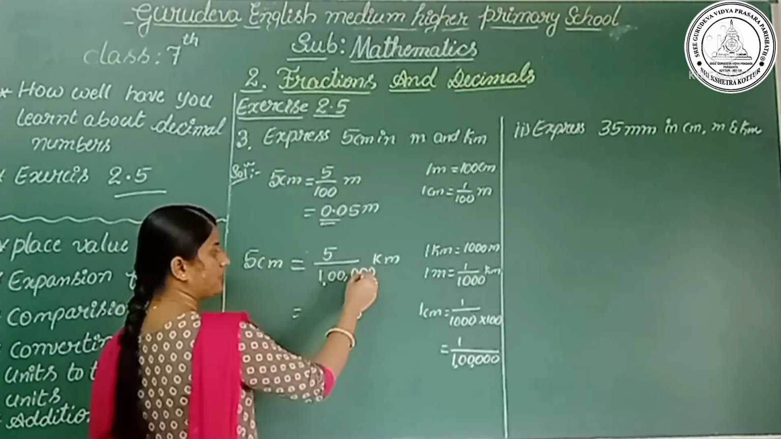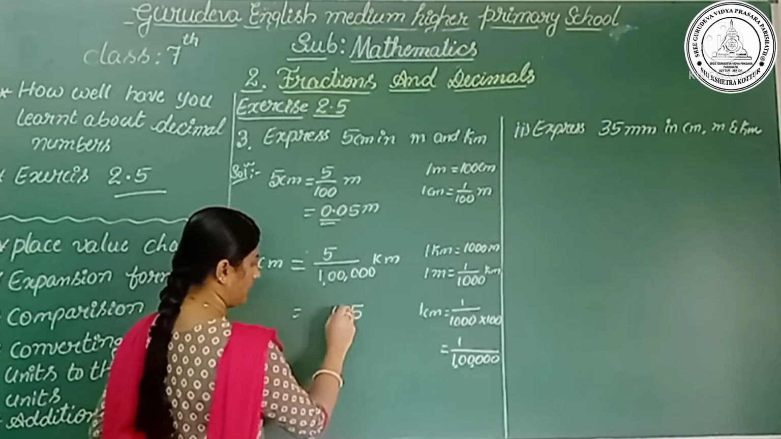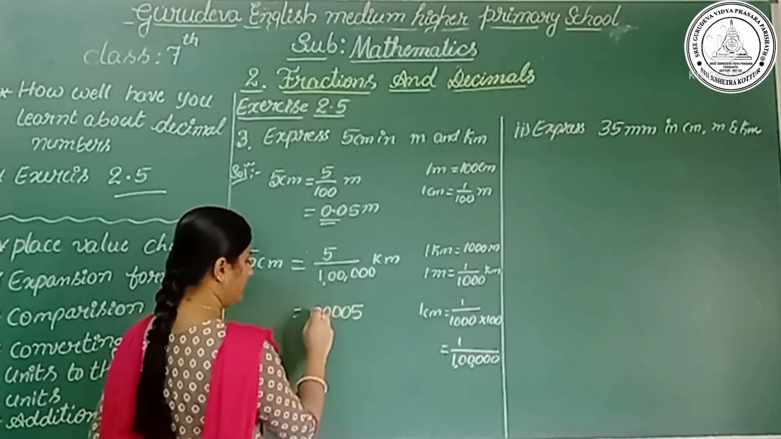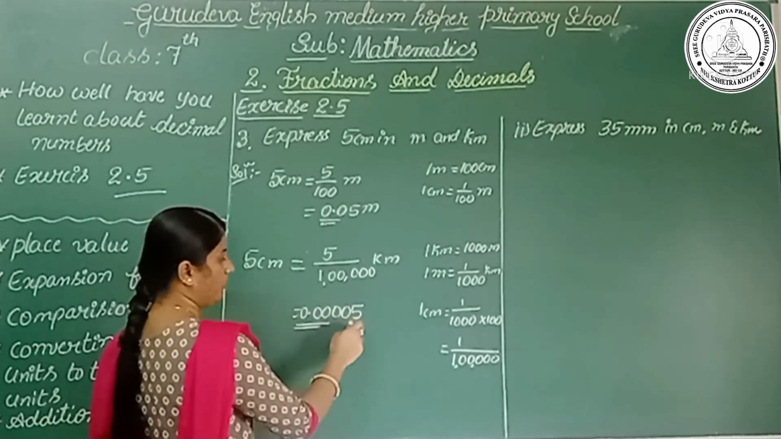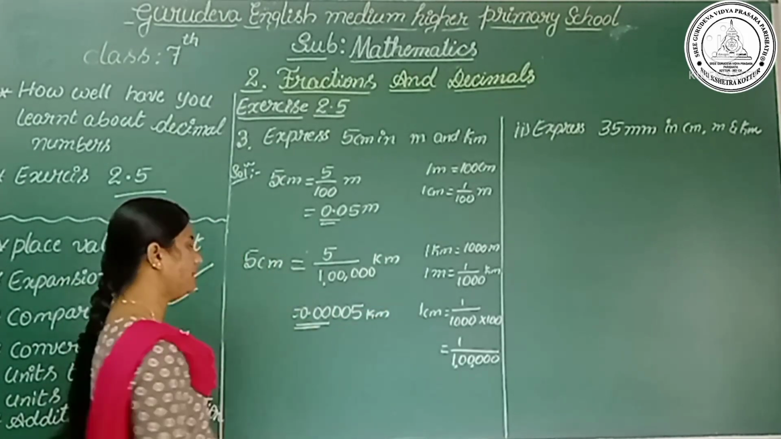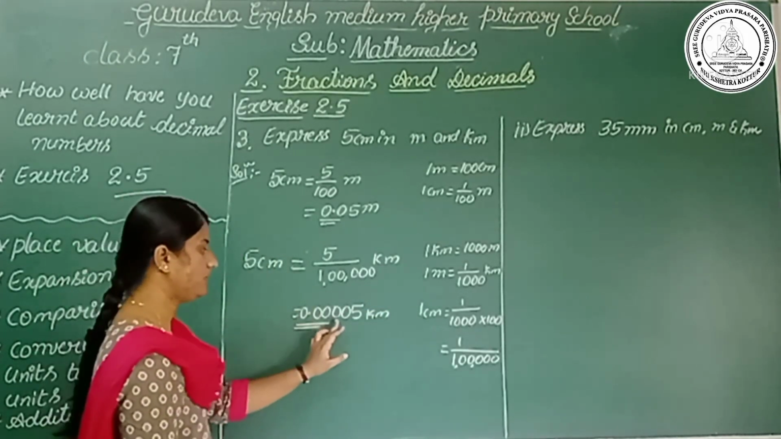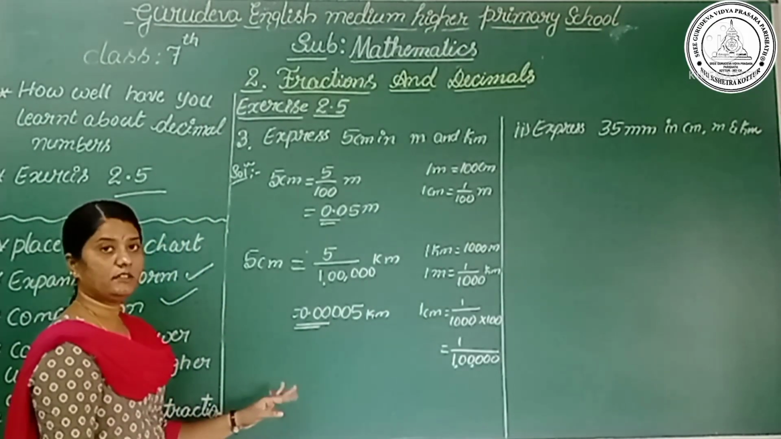So we have to give the decimal point after 5 places. 1, 2, 3, 4, 5, then keep the point, 0. That is 0.00005 kilometer. So 5 centimeter is equal to 0.00005 kilometer. Okay, is it clear?